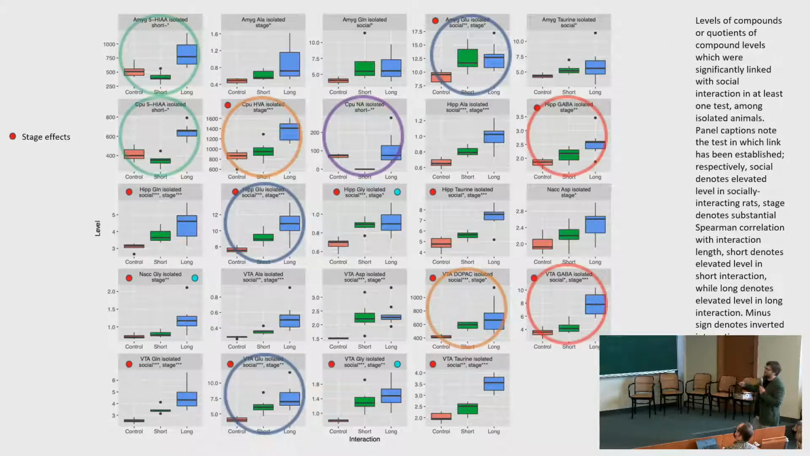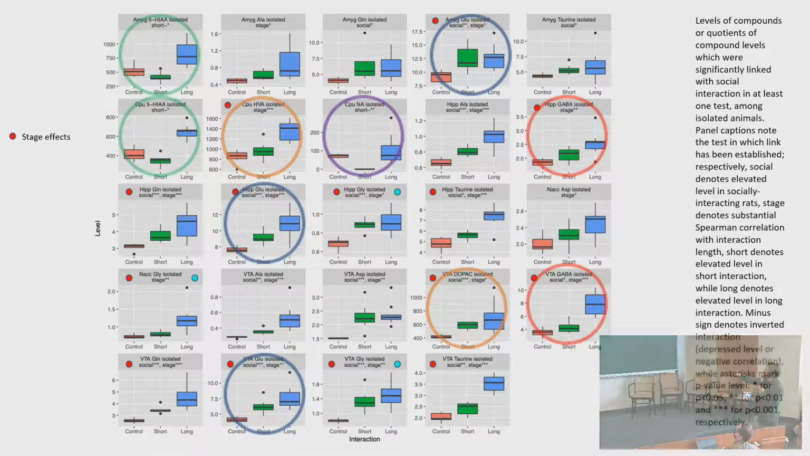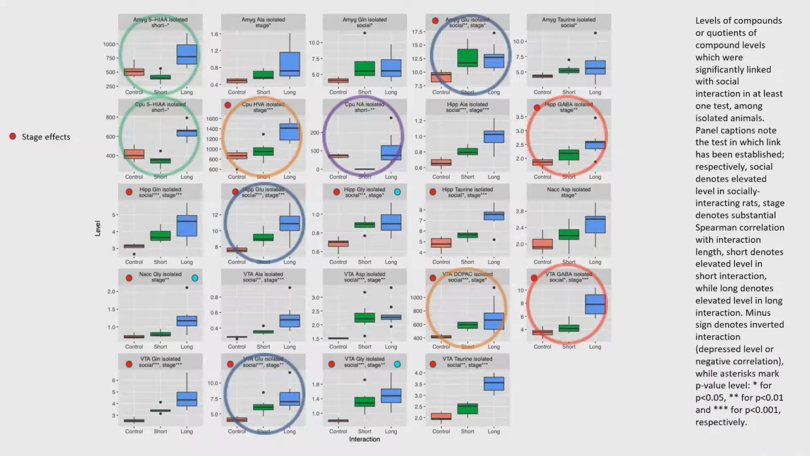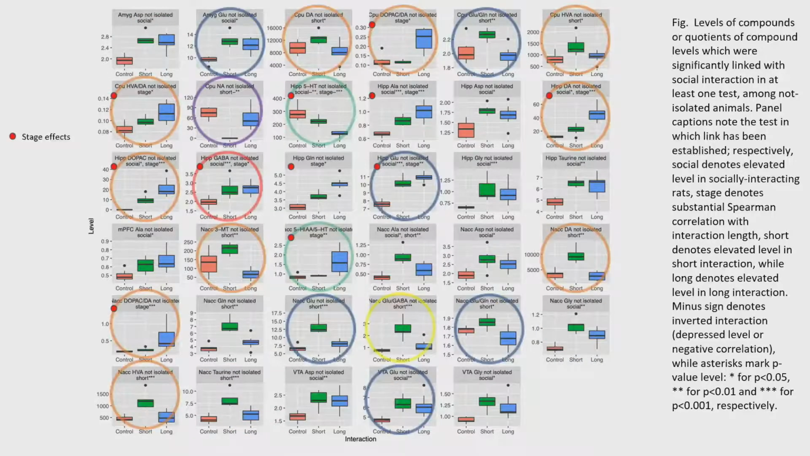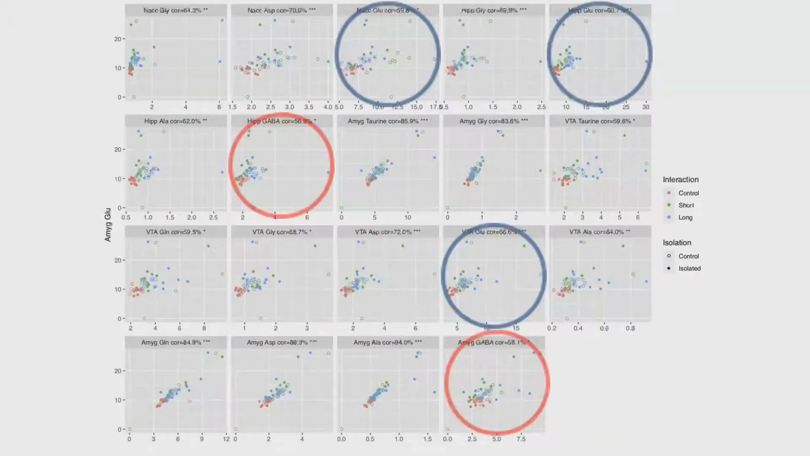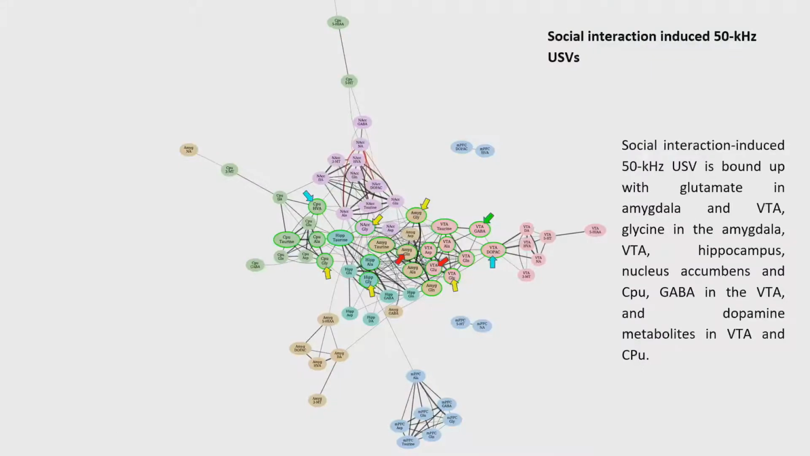All right, I have to speed up a little bit. We did it for isolated and non-isolated animals separately. And we found that in isolated animals, we've got increased levels of glutamate in the hippocampus, amygdala, and VTA. We didn't get the same in non-isolated animals. We got only an increase in the glutamate in the hippocampus. All right, I will skip it because we don't have time.